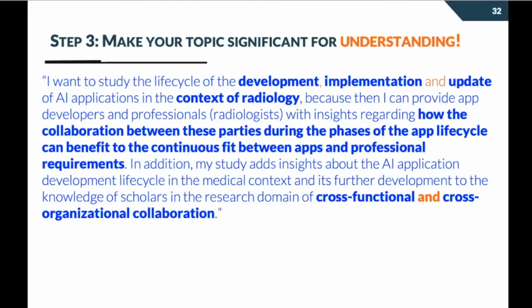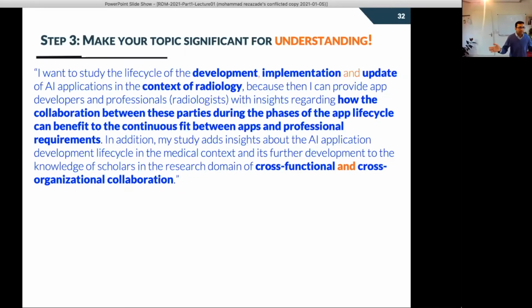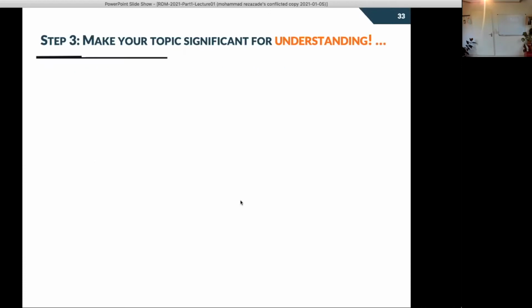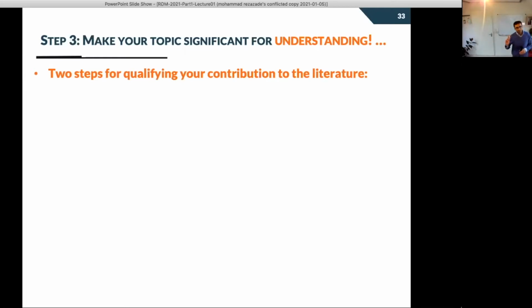How can we make it relevant for a scientific community? I think that's the question that we really need to dig into. And that's the last part of the lecture. So there are two steps for that. And these steps, you need to go back and forth between them. It's not that you just do first and then go to the second.